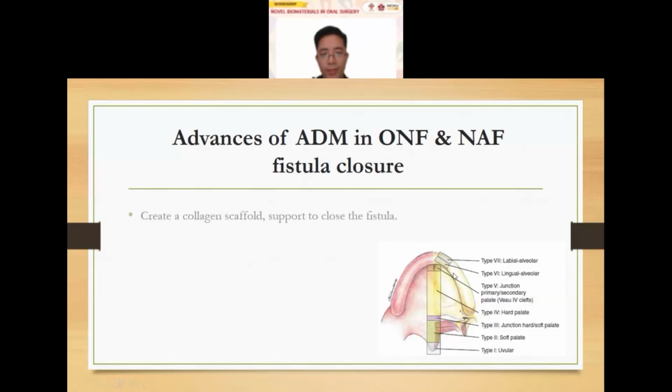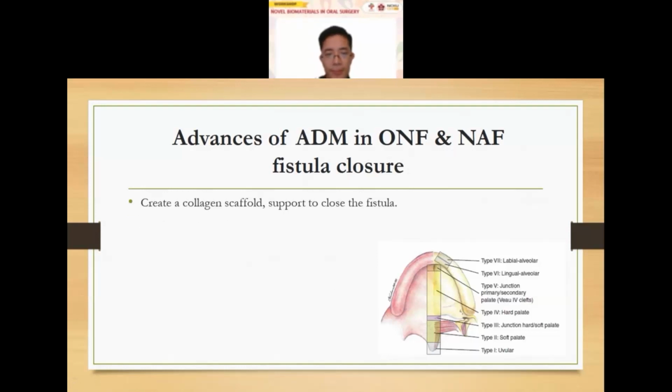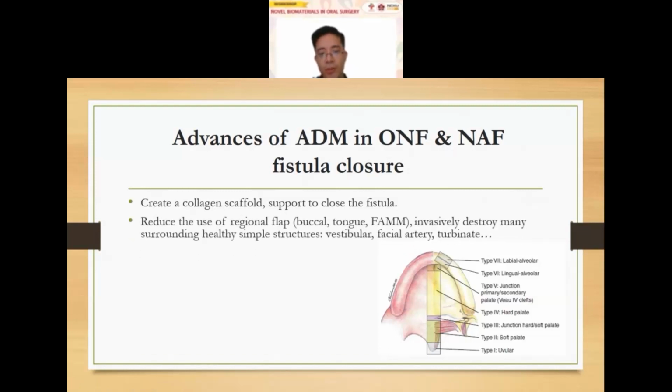This creates a collagen scaffold and support to close the fistula. Then this reduces the use of regional flaps like the buccal flap, tongue flap, and FAMM flap, and reduces the invasive destruction of the structures around the fistula, like the facial artery, the turbinate, or the vestibule. Of course, this reduces the threat to the flap, and the surgical process is quite simple and safe.